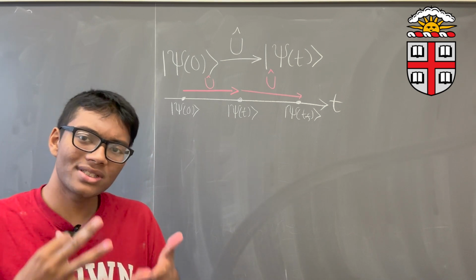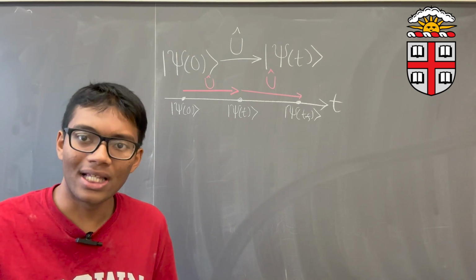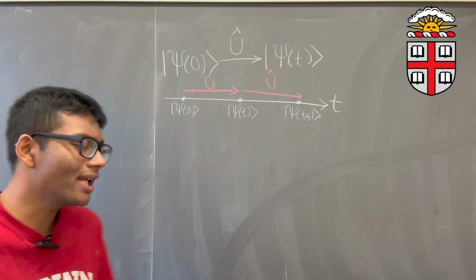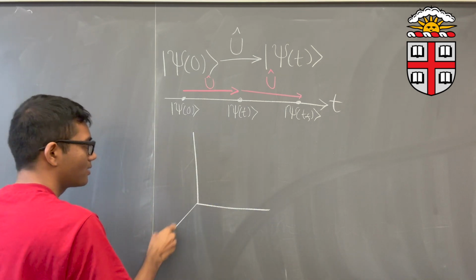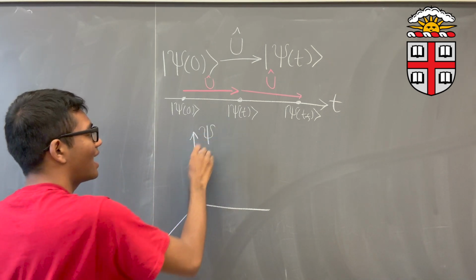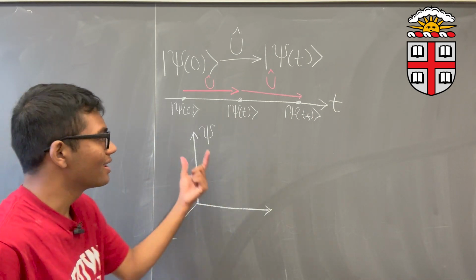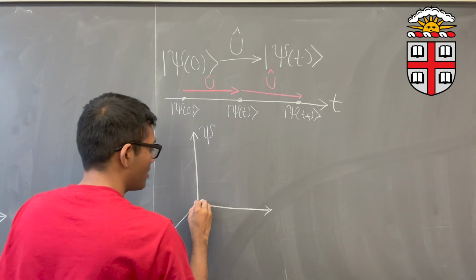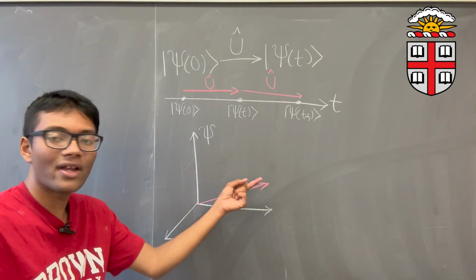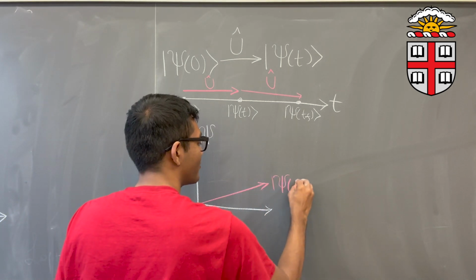Well, there's no easy way to picture the wave function because it's in an infinite dimensional Hilbert space, but we can try to do a decent job by plotting the wave function psi against space and time. So let's imagine that the initial wave function is, for example, this, represented by a vector in Hilbert space. So this, for example, could be psi of 0.